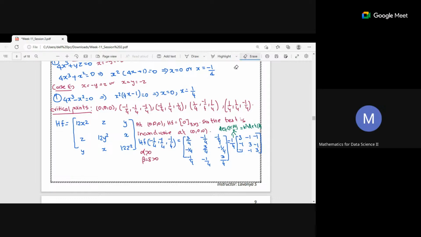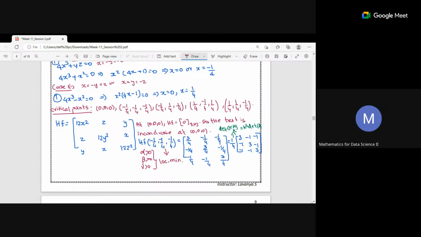So maybe I just write positive because here 1 by 4 we need to consider. So I'll write the beta is positive. And what about this one? This is also positive. Gamma is also positive. If alpha, beta, gamma all are positive, what can you say about this point? Minima. Local minima. Local minimum. Okay.